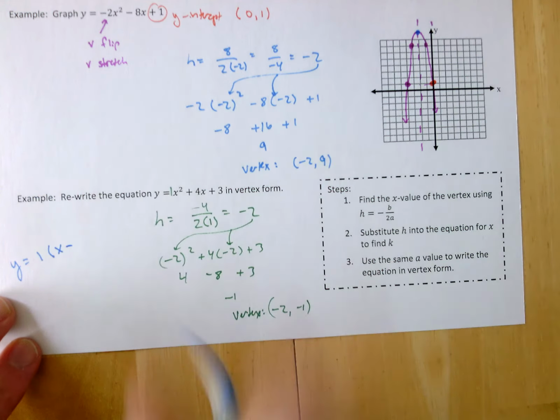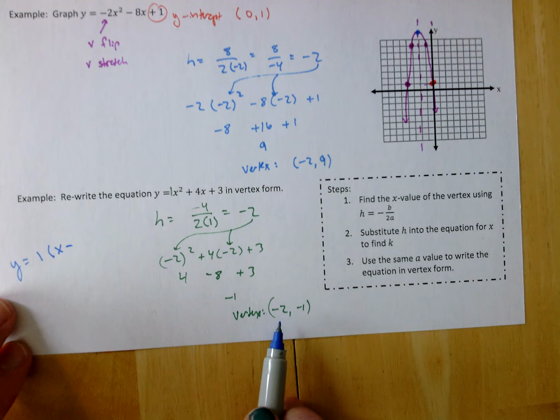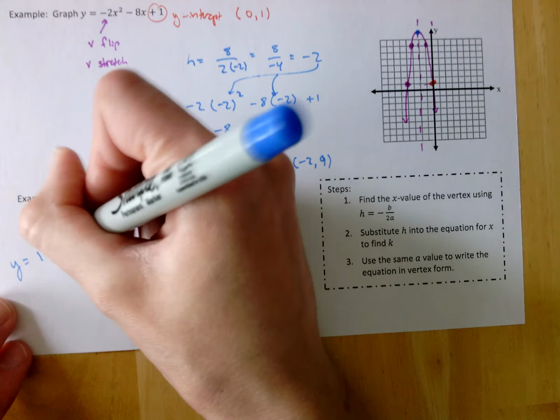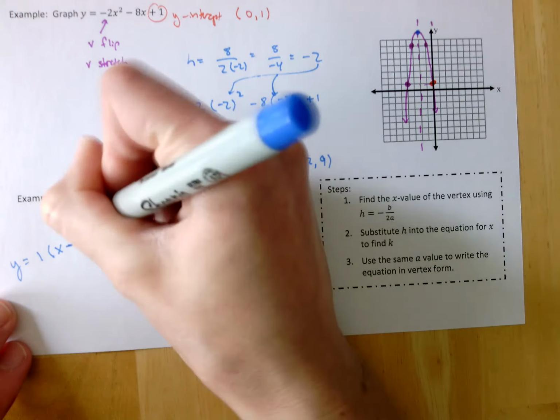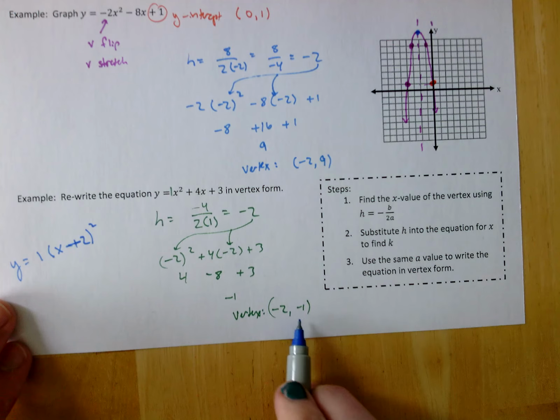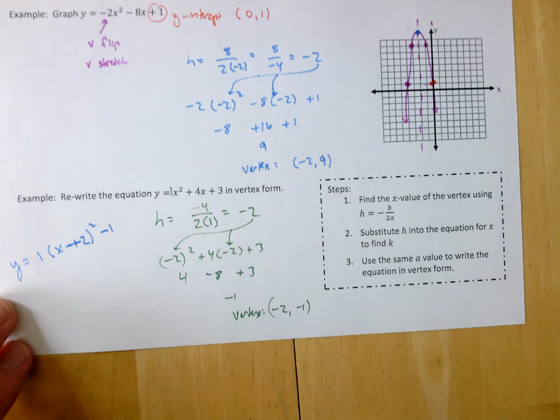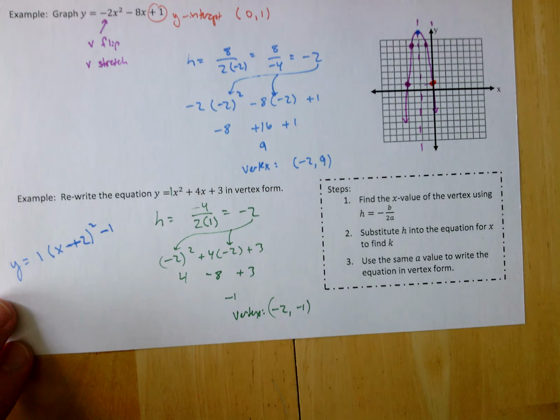Parentheses x minus the h value, x minus negative 2. So minus negative 2 is going to become a plus, right? Squared. And then plus k. Plus negative 1, same thing as minus 1. So there is my equation written out in vertex form.